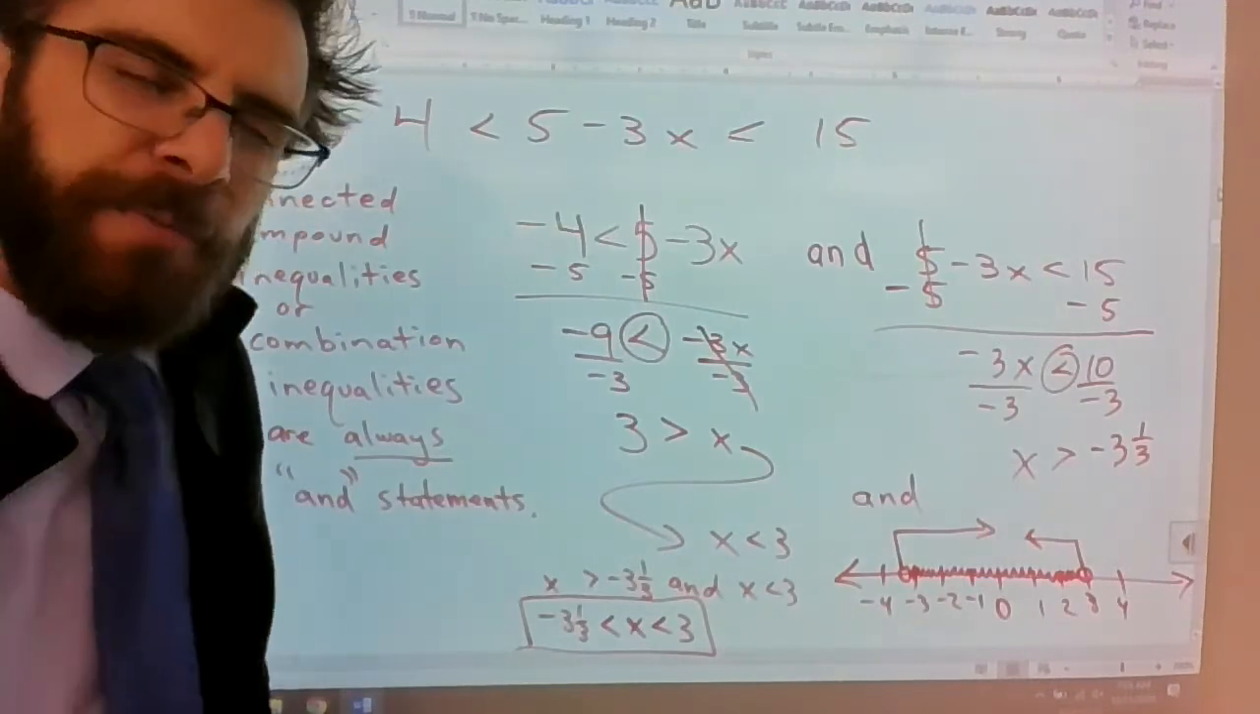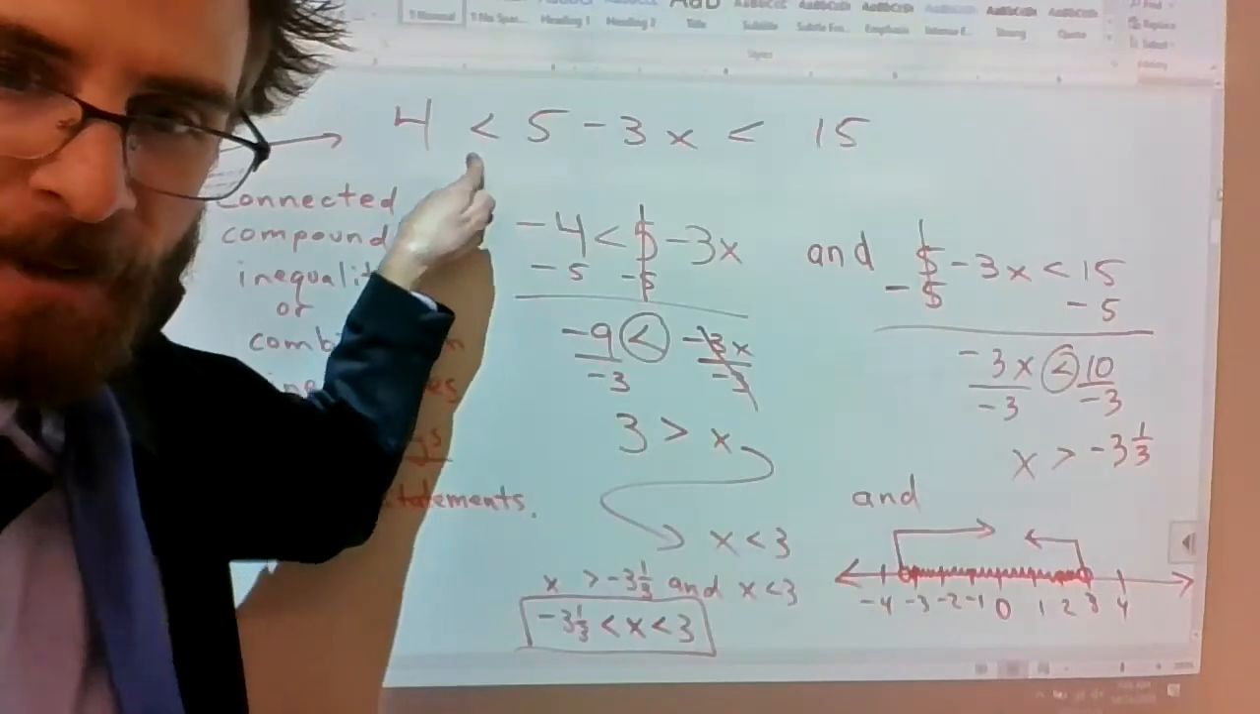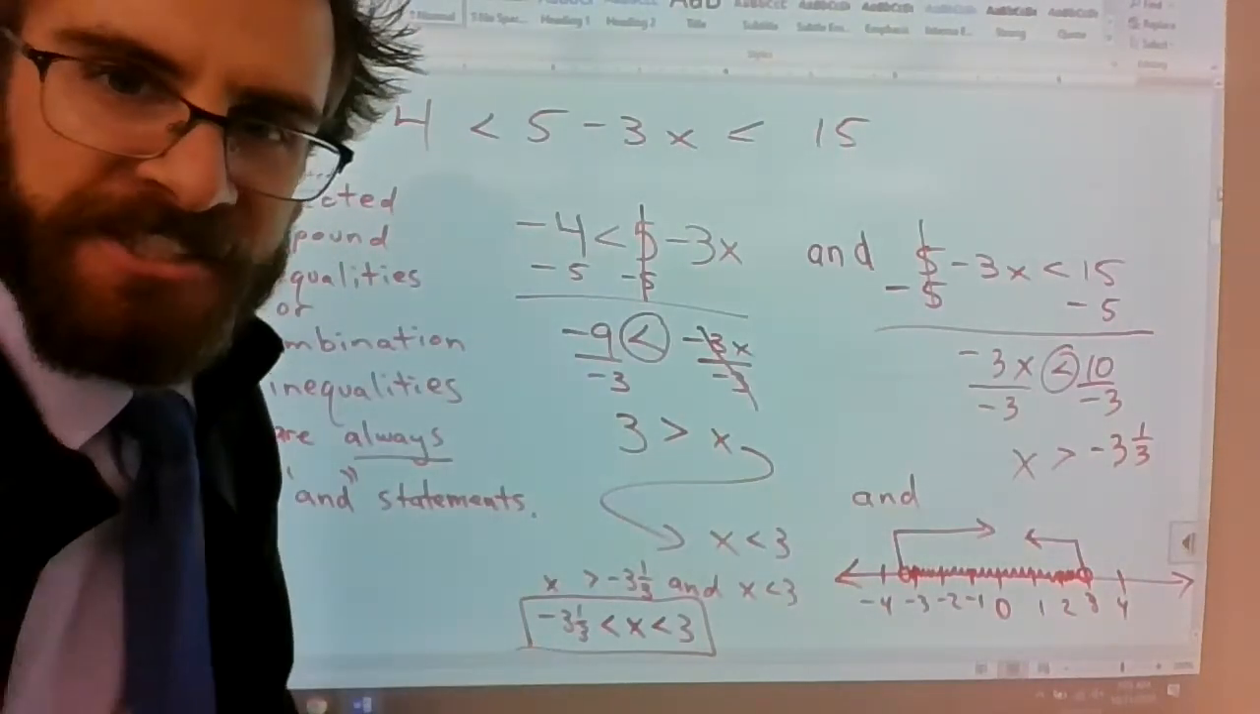at the end. This would be very helpful if you saw multiple choice where they say, solve this, but they're only giving you answers that look like that. That's how you do it.